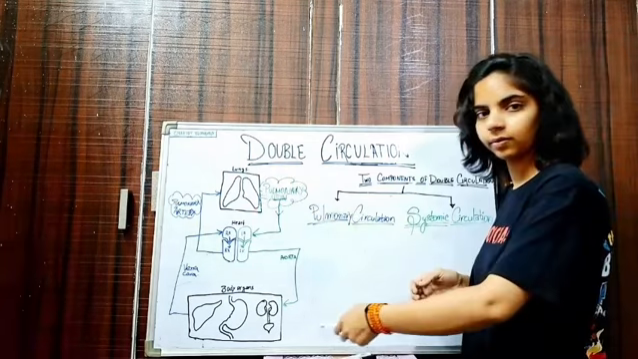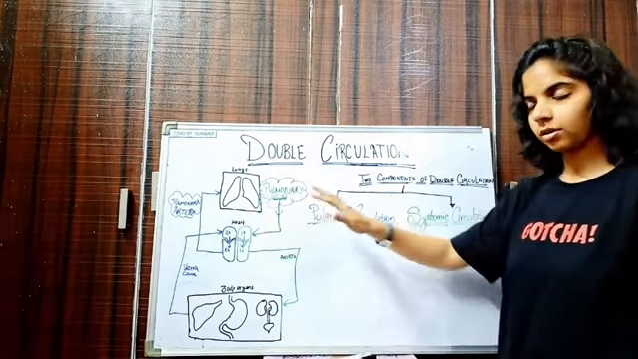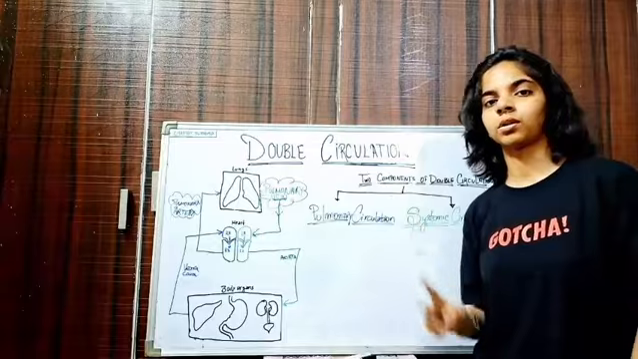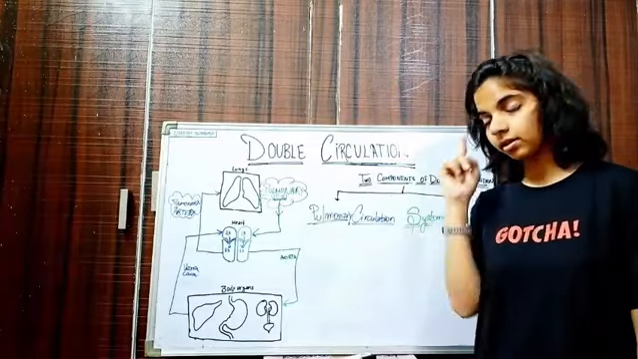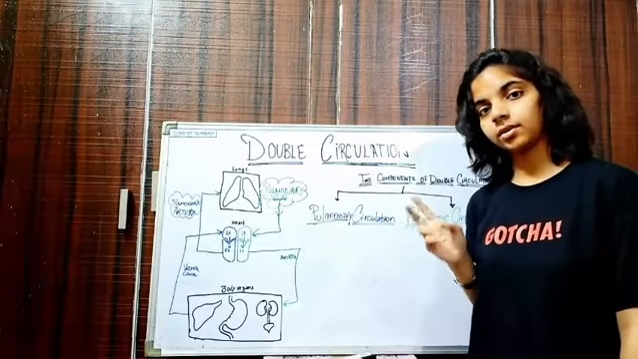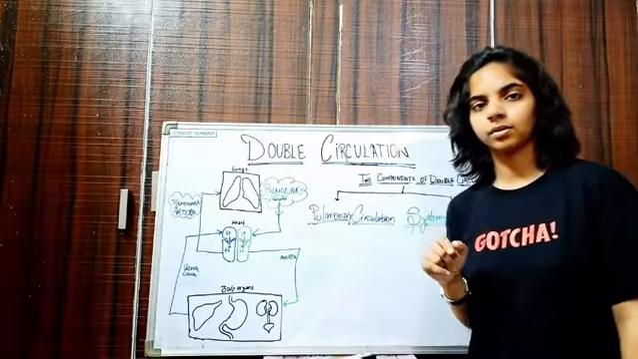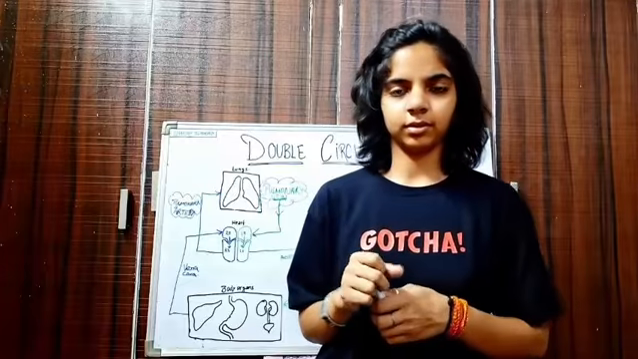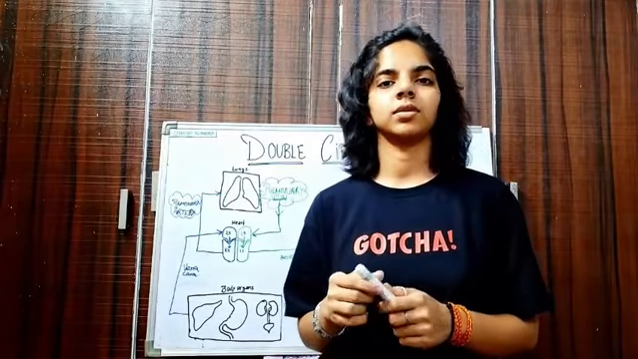Alright? So now we are going to talk about the components of double circulation. We have understood very well about the double circulation. Now we are going to understand about its components. The whole double circulation is broken into two components. The first one is pulmonary circulation and the second is systemic circulation. Now pulmonary, as I already told you, is related to lungs. So what is pulmonary circulation?